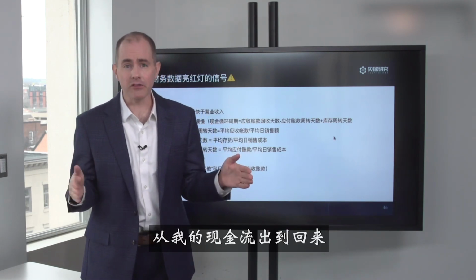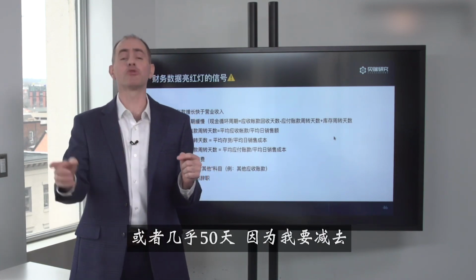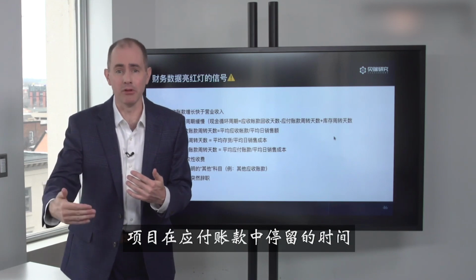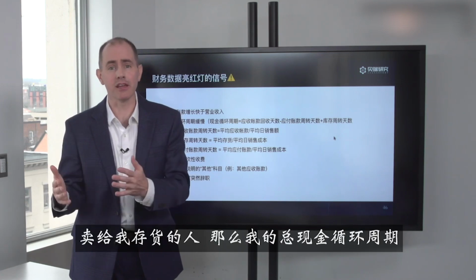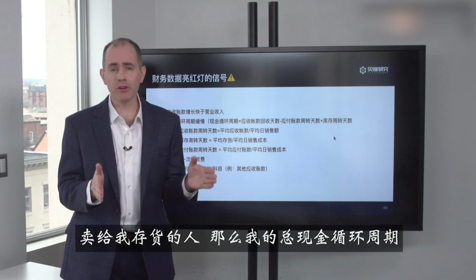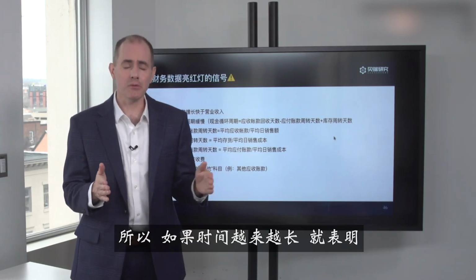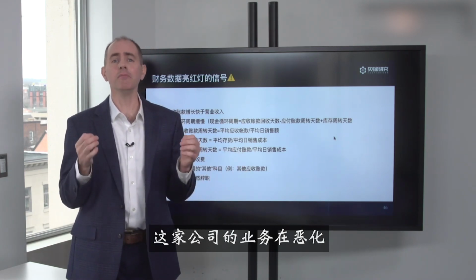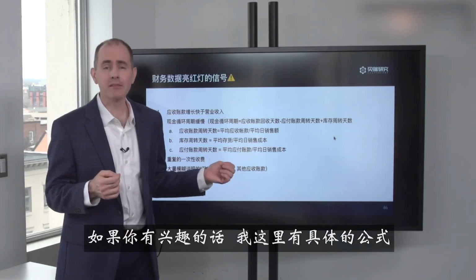That's 50 days from when my cash goes out to where it comes back in, or almost, because I get to subtract out how long that item sits in my accounts payable for. So if I don't pay the guy whose inventory I bought for 10 days, my total cash conversion cycle is 40 days from when the cash goes out to when it comes back in. So if that starts to get worse, that shows a company that's got a deterioration in business. And I've got the exact formulas here if you're so inclined, but focus on the concept first.